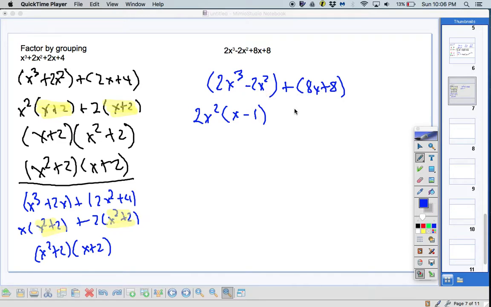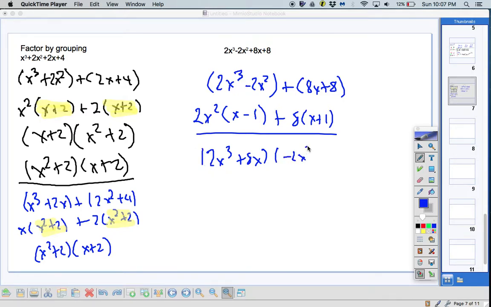And this is not going to work because I can already tell ahead that when I bring the 8 out, you're left with x plus 1. So let's try it the other way and see what's going on here. Maybe I screwed up when I wrote the original. Hopefully not. So let's try 2x to the third plus 8x. And the other one is going to be negative 2x squared plus 8. And I think we're going to have the same trouble.